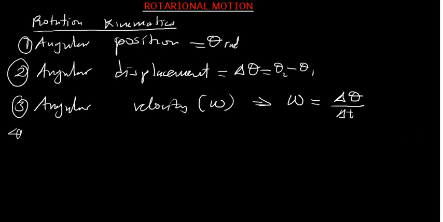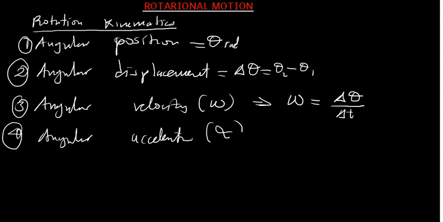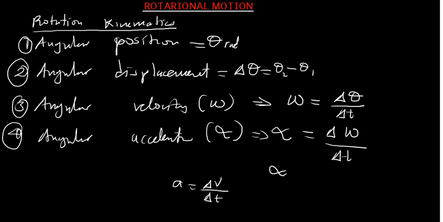Another thing that we want to get to understand is angular acceleration. So angular acceleration, the symbol is alpha. So we know that acceleration is the change in velocity over change in time. So if we're talking about angular acceleration in this case, the angular acceleration abbreviated by alpha is given as change in angular velocity, that is omega, divided by change in time.